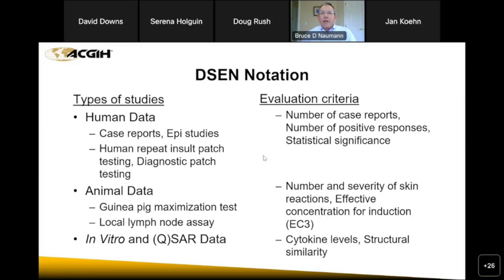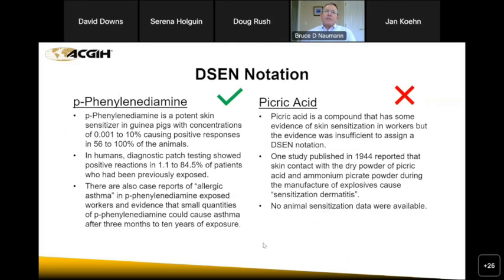And so we look at all the data. If you just have one case report, it might not be enough to assign based on human data. The local lymph node assay, as I'll discuss in a minute, is really useful because it provides a dose response for the induction of sensitization, which is really what we're trying to prevent. And then more recent studies have looked at cytokine levels, and there's analogy that you can use. So here's an example of something that clearly deserves a DSEN notation, paraphenylenediamine, and one that doesn't, picric acid.